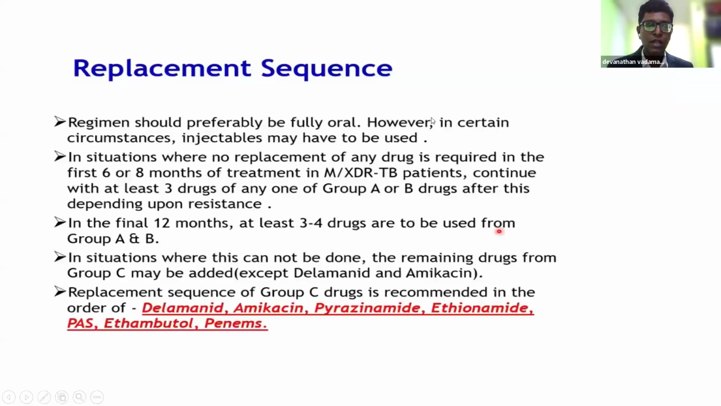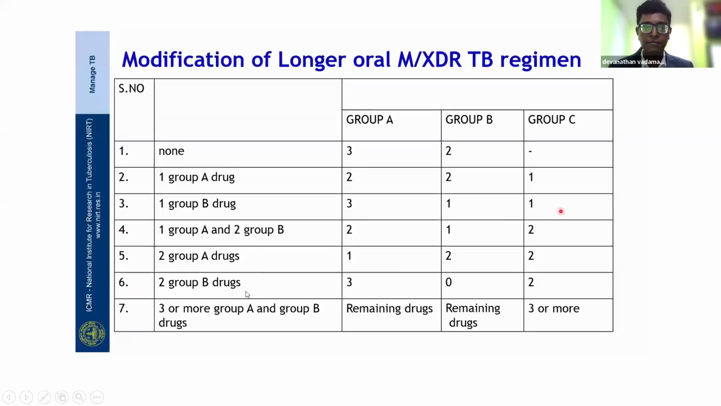This you should know. The replacement sequence according to guidelines is, say we have taken 3 drugs from group A and 2 drugs from group B. If you're not able to give any one drug, we should substitute from group C. This is the replacement sequence: delamanid first, amikacin next, pyrazinamide next, ethionamide. In this order, whichever the patient can tolerate will be given. So if any one drug cannot be given, we'll be substituting from group C.